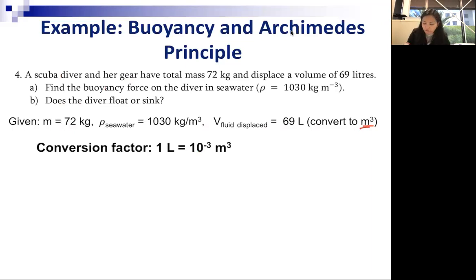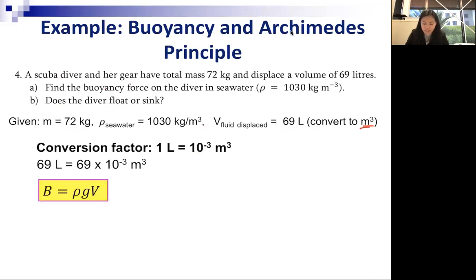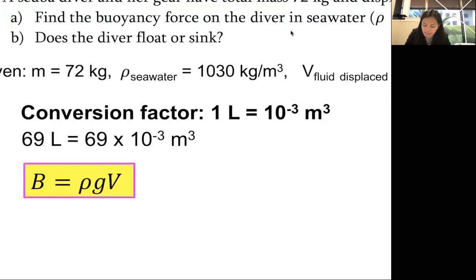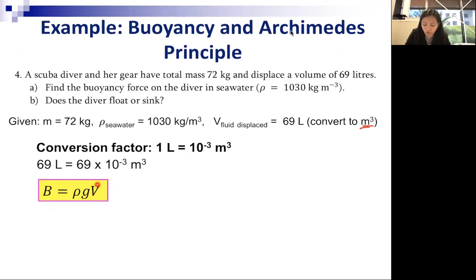The equation from Archimedes' principle: buoyancy force is equal to rho times g times the volume of the fluid displaced. Just remember that rho is the density of the fluid, not the diver and its gear, when we're looking at this equation for buoyancy force. So it's the density of the fluid times the volume of the fluid displaced. Of course, g is just a constant number.